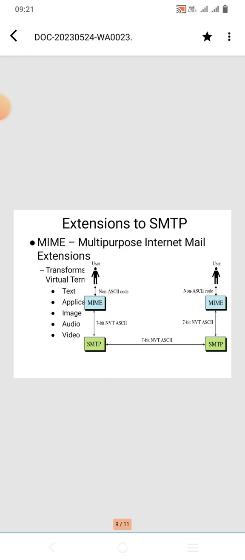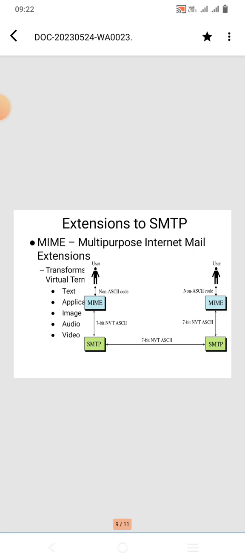Apart from SMTP, there are three companion protocols: one is called MIME, another is POP, and another is IMAP. MIME is the multipurpose internet mail extensions, which is used to transform non-ASCII data to NVT data. That is the purpose of MIME.